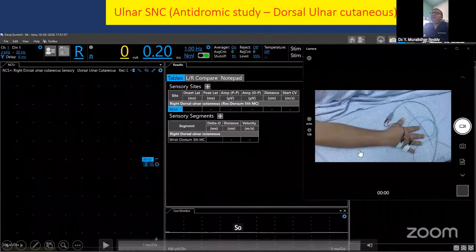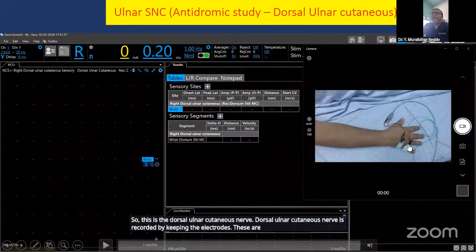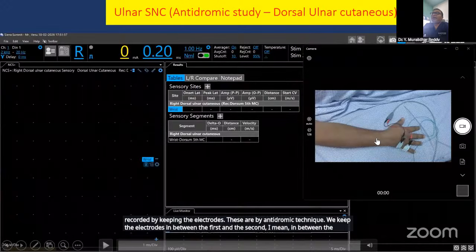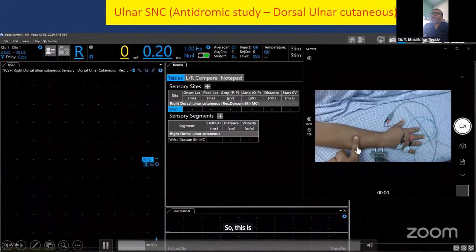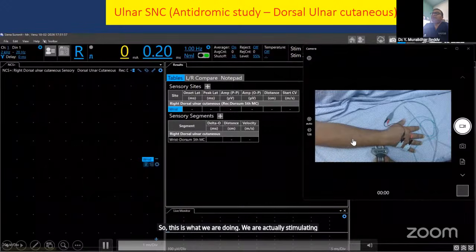So this is the dorsal ulnar cutaneous nerve. The dorsal ulnar cutaneous nerve is recorded by the antidromic technique. We keep the electrodes in between the little and the ring finger, and we stimulate around 8 to 10 centimeters proximal to the ulnar styloid process. So this is what we are doing. We are stimulating proximal to the ulnar styloid process.